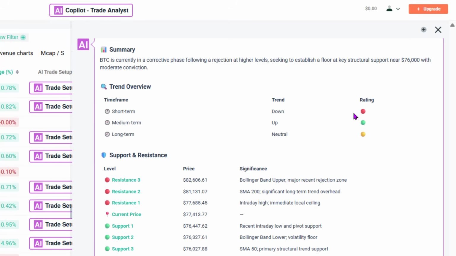Bitcoin, as you can see, is in an uptrend on the medium-term basis, which to me is the most important because short-term trends can change very quickly. Long-term trends are too slow to change, and sometimes that can lead to missing out on a big part of the uptrend. So medium trend is most important for me, but AI will take into consideration all three trend ratings. These are trend ratings that altFINS calculates across 2,000 assets on the platform.